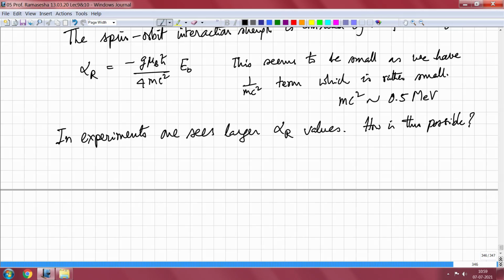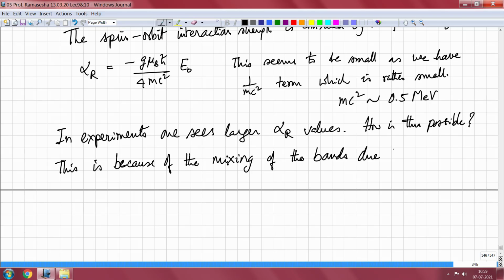What one needs to do is actually the following, that is, one must be able to do what is called a k dot p perturbation theory that we have done, which mixes the different bands. Okay, so this is because of the mixing of the bands due to perturbation.